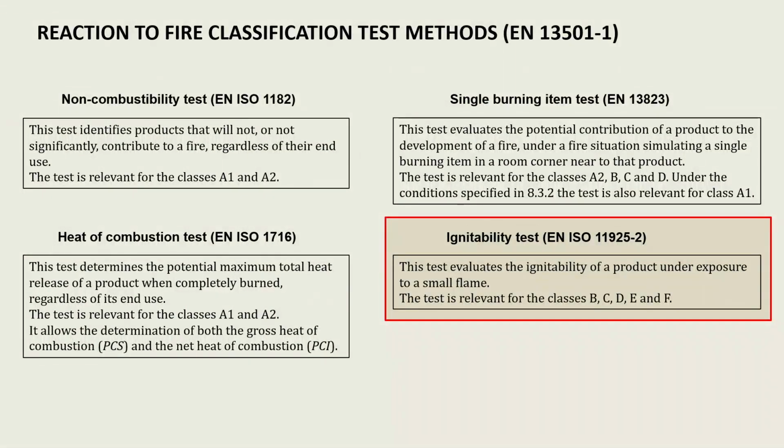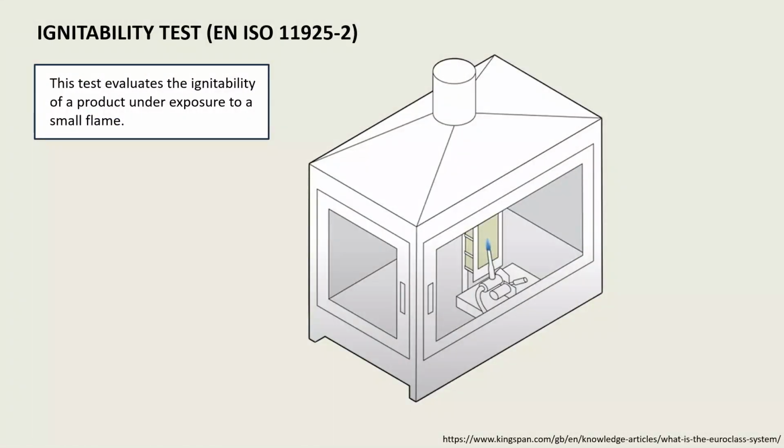Finally, we have the fire classification test method EN 13501-1, also known as the ignitability test, which is relevant to classes B, C, D, E, and F. The test determines the ignitability of a vertically oriented test specimen when exposed to a small flame, either at the edge or the surface of the specimen. The burning behavior of this specimen is observed for flame spread and the occurrence of burning particles and droplets.